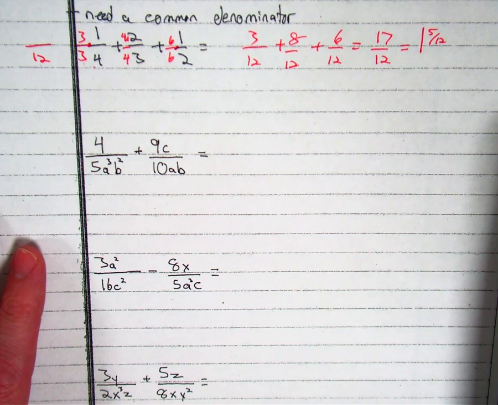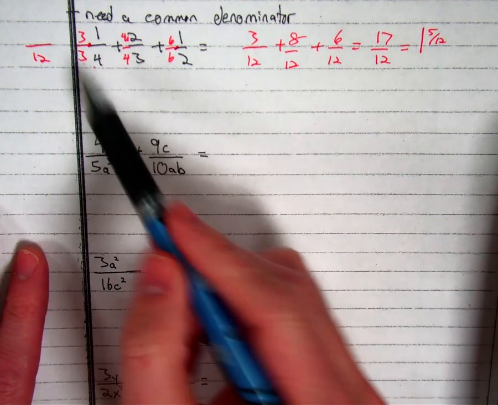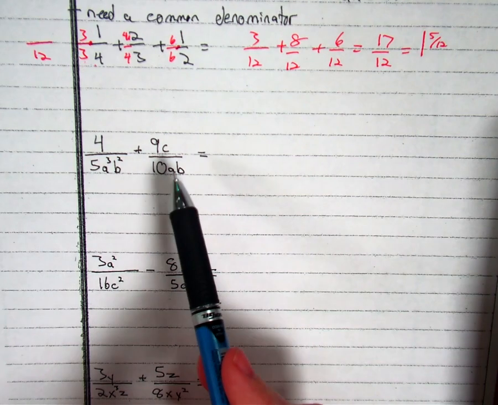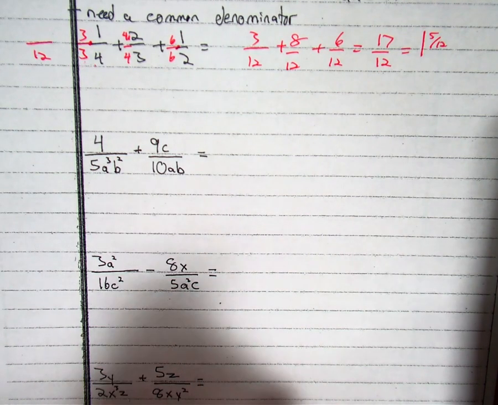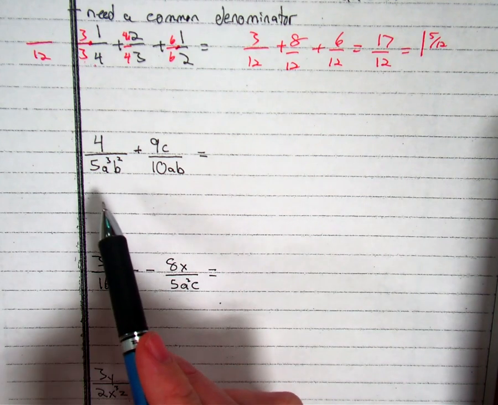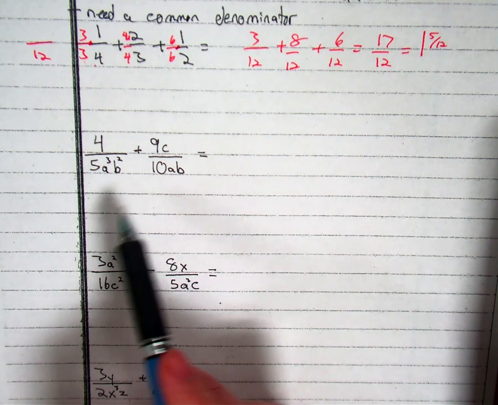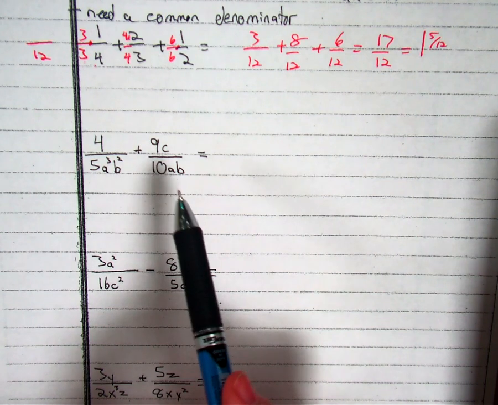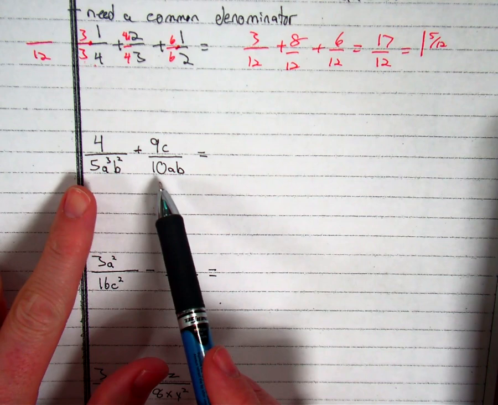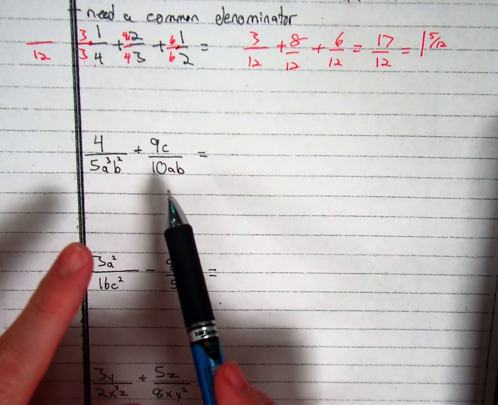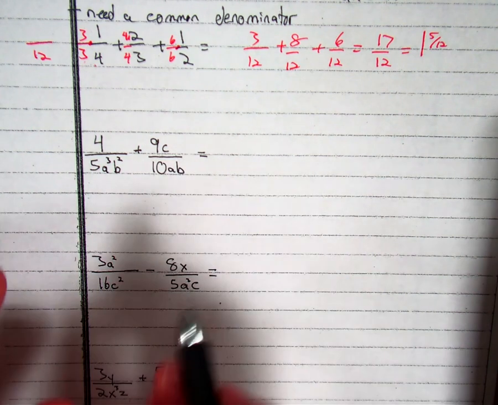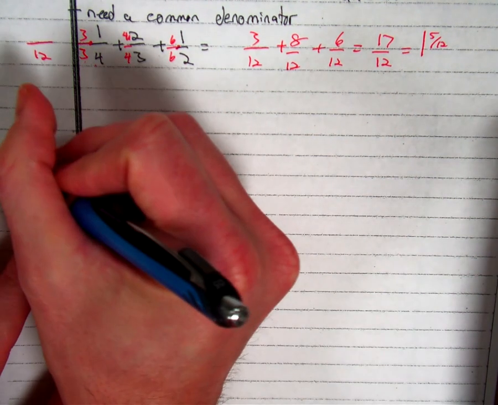Okay, now we're going to take that same idea down to here, where we're going to have monomial chunks in each part of our fraction. So we have 4 over 5a to the third b squared plus 9c over 10ab. So with the number parts, we're still looking for the common denominator, or least common multiple. And with 5 and 10, the smallest number that they both go into is 10.